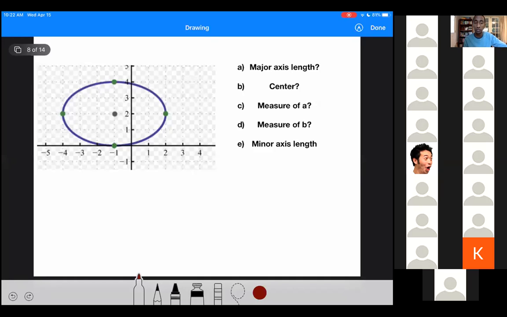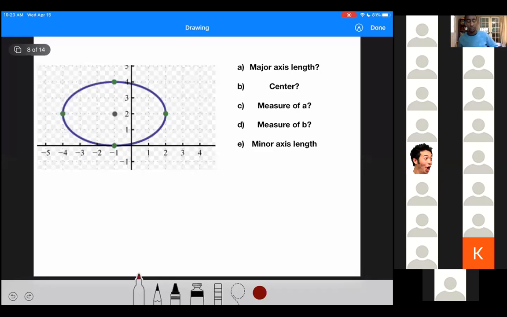A quick check for understanding. I want you to take 30 seconds and, based on this ellipse that you have here graphed, tell me what the major axis length is, the center, the measure of A, the measure of B, and the minor axis length. I'll give you about 30 seconds to get that on your own, and then ask y'all at random. All right, so let's see what we got.